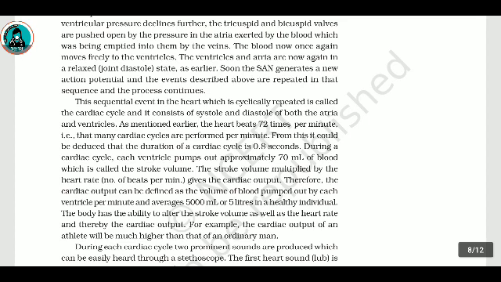In a healthy individual, the body has the ability to alter the stroke volume as well as the heart rate and thereby the cardiac output.